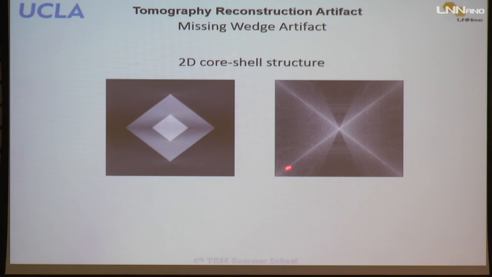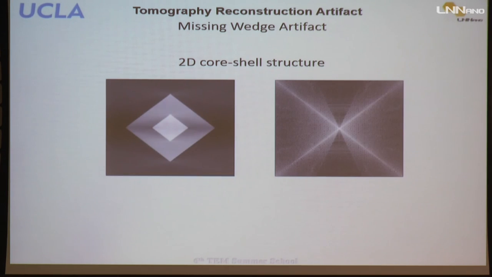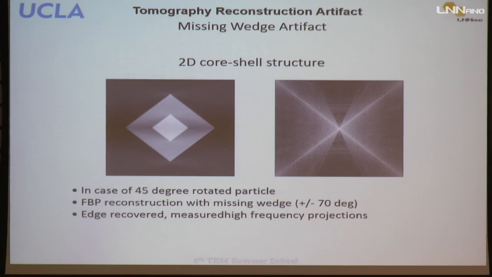This is the same number of projections, same missing wedge, but the quality of reconstruction is completely different depending on the orientation with respect to the rotation axis. So if it's possible during the experiment, you can even think about how to orient your original sample to get the most accurate reconstruction.